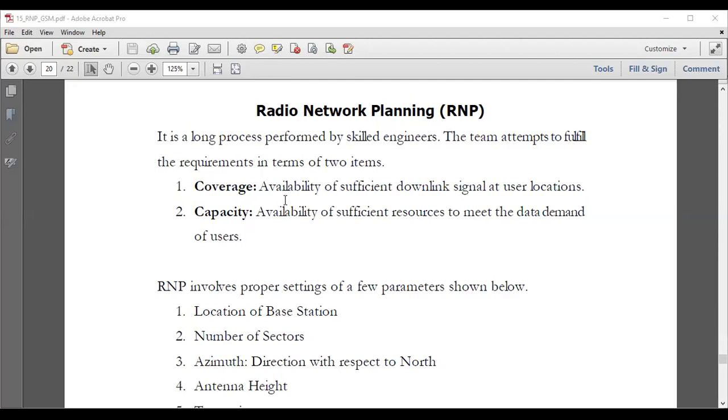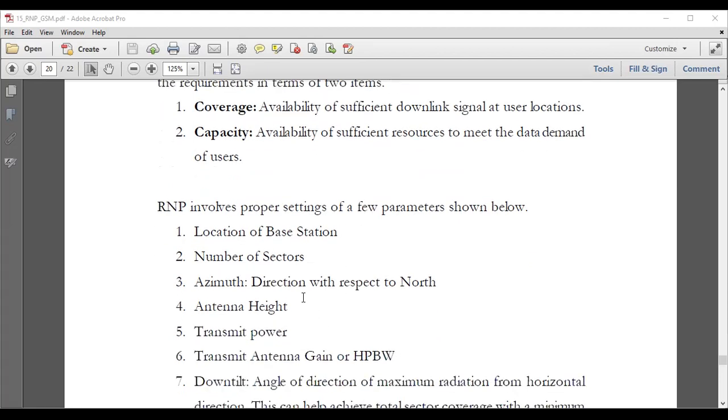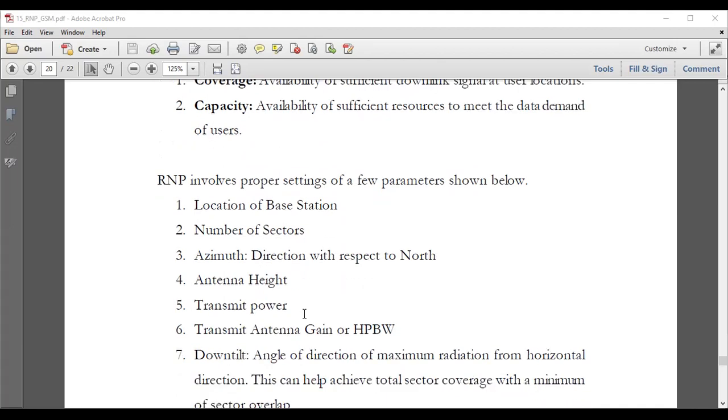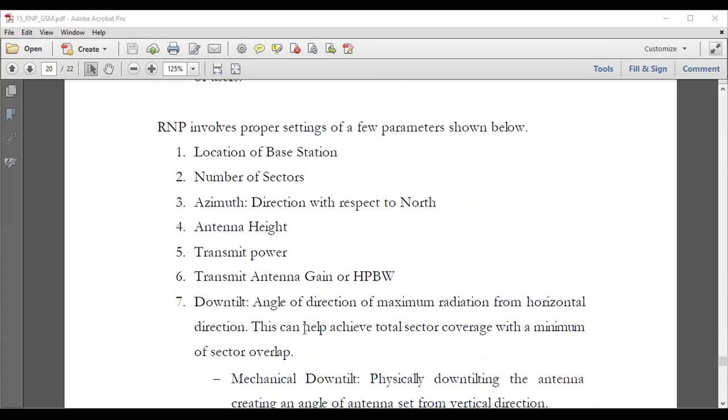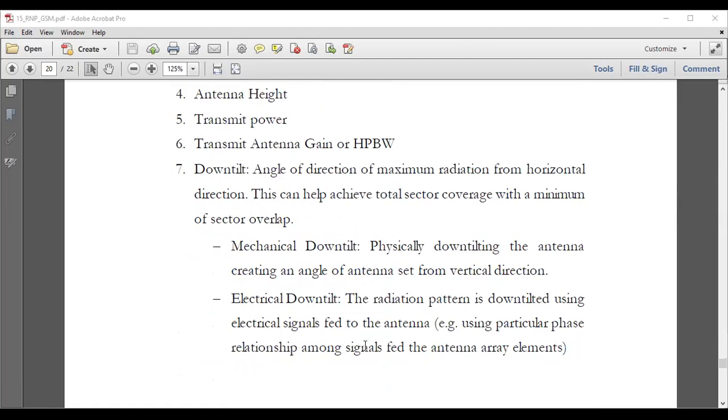But for all these purposes, what you work with: you determine the number of base stations, their possible locations, how many sectors you should use, then the direction for different sectors, which way you face the antenna. It's called azimuth. Azimuth means horizontally, how much angle you make from north. Then the antenna height, the transmit power for your antennas, antenna gain, or HPBW. And then also something called down tilt.